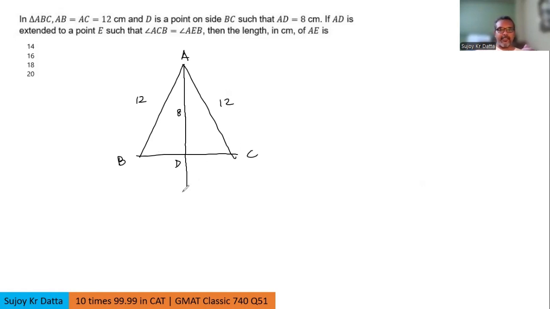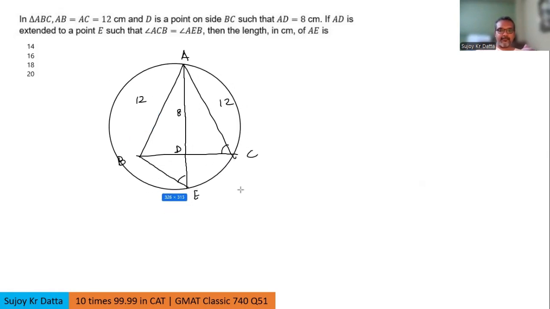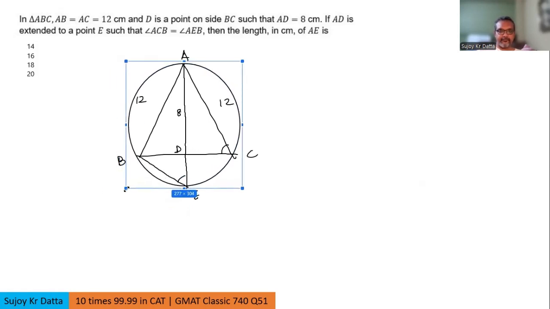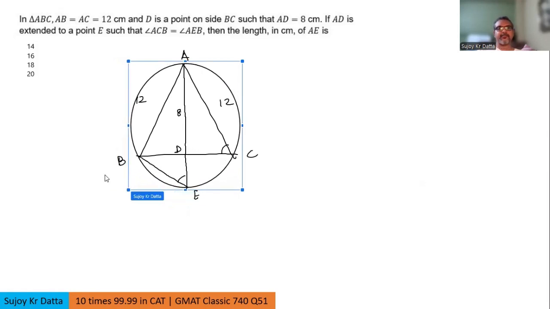Now AD is extended to a point E so that angle ACB, so that means this angle is equal to angle AEB. And that is going to happen only if, as you can realize, this was a part of a circle. Not a very good circle though, but you can just assume that this is a circle. So the angle on the same arc AB is equal. That's what has happened here. So they have asked you the length of AE.